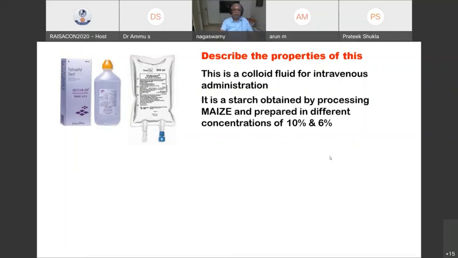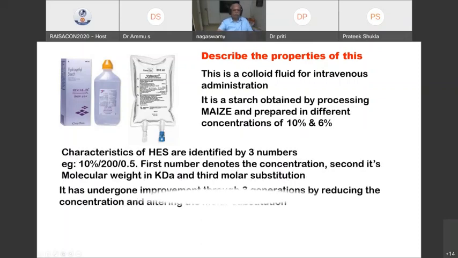So it comes in two different concentrations. One is 6%, another is 10%. Earlier they were producing it in 6% and 10%. Now they have made it 6%. So the characteristics of hetastarch are identified by three numbers. For example, it may be 10%, 200, and 0.5.